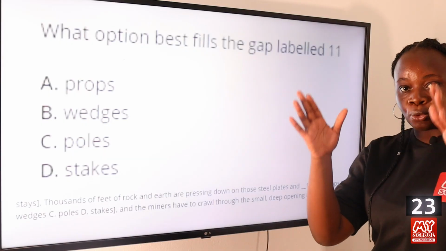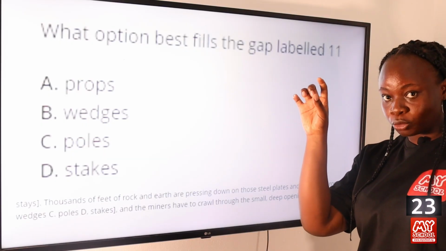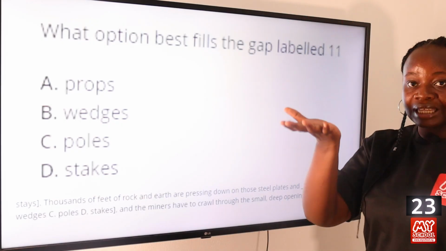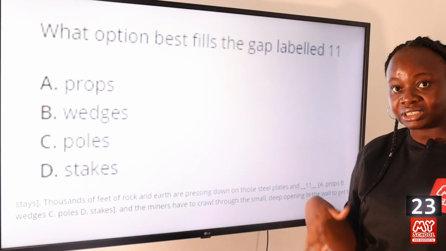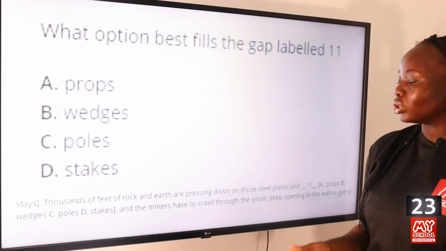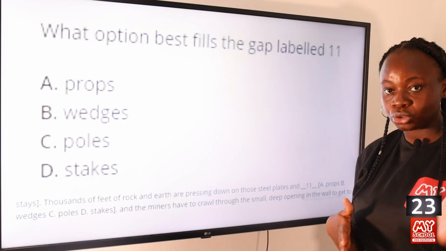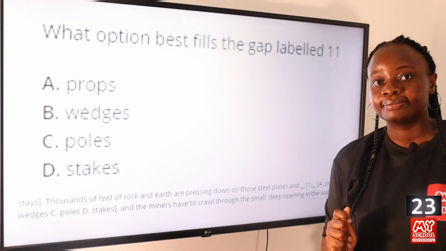So props is that support that helps to keep the roof up, right? We talked about how there is a horizontal support, but these props are the vertical support that helps to keep the roof. That's the part that has not been dug out, the roof and the steel plates. The steel plate is the roof that they are referring to. So it helps to keep all of these structures up so that the miners can walk into the holes that they've been digging. So the answer to this question is option A, props.